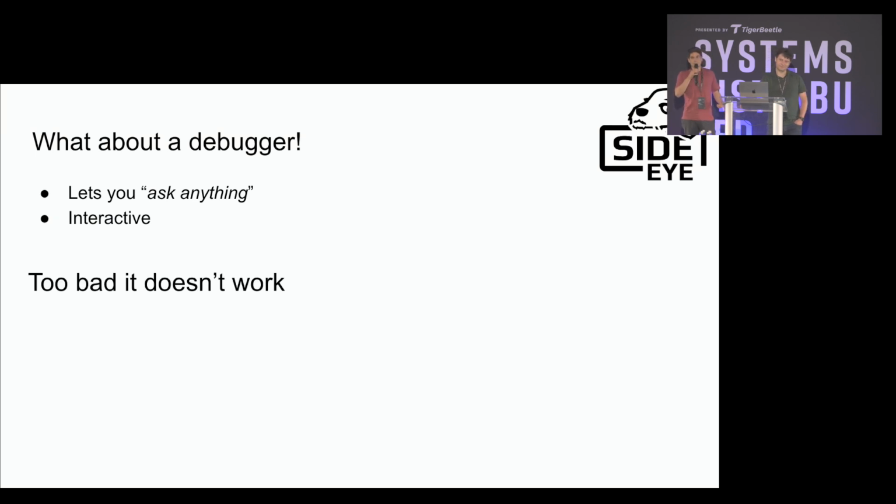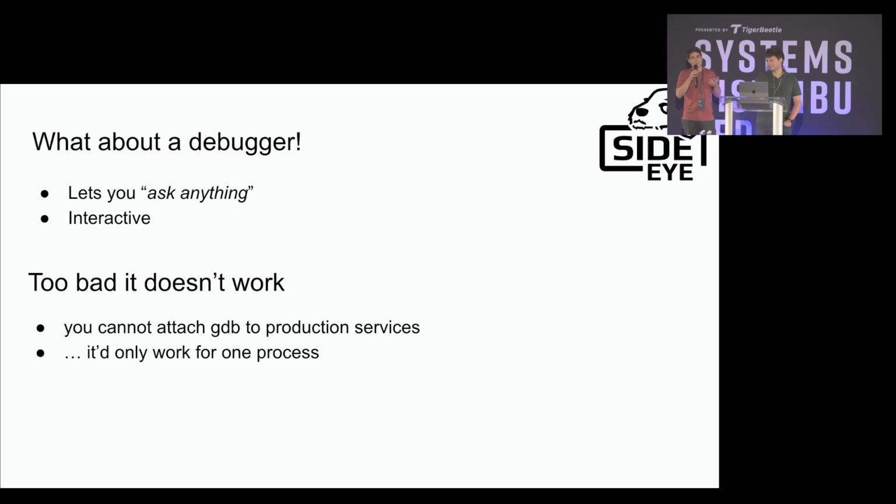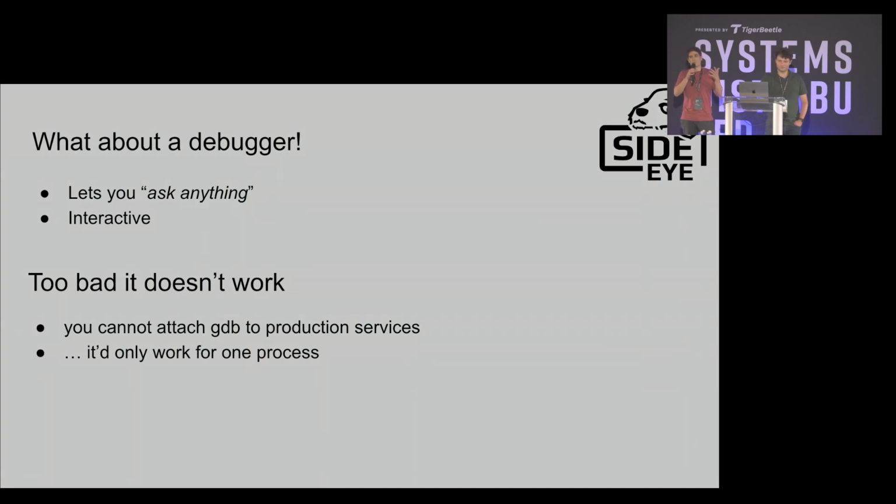And that all sounds great, but debuggers don't quite apply to current systems, right? What's the last time that you attached a GDB to your production environment, right? You cannot do it. It's too dangerous, it's too slow, it just doesn't apply, right? And even if you could attach GDB to your processes, you could do it to one process at a time because that's how GDB works, right? So that doesn't map to our distributed systems, right?